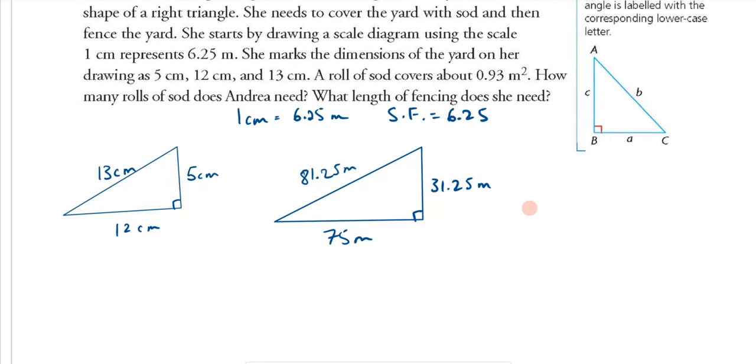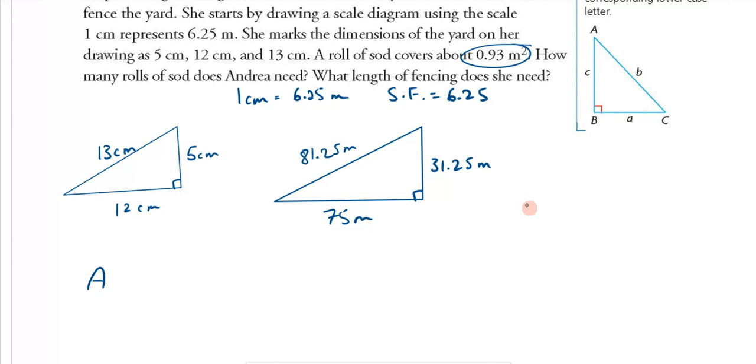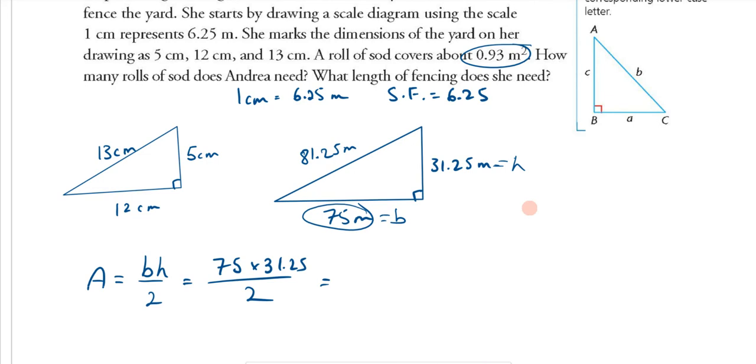Now I need to find the area of this triangle, because once I know the area, I can know how many sod covers I would need. So the area of my triangle is, remember, half the base times height, or base times height divided by 2. So in this scenario, 75 would be my base. The height is 31.25. I won't need the 81.25 to calculate this. So I'll do 75 times 31.25 divided by 2.